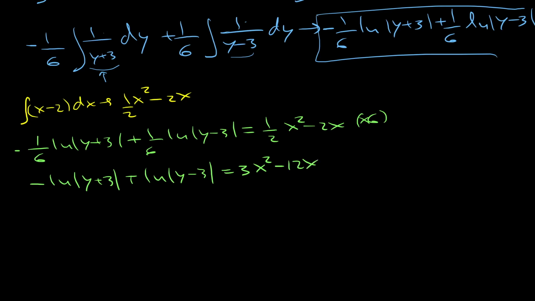You can even further simplify this a bit, because you have ln here. And as you know, because this is subtraction, this element goes to the bottom. So we are left with the following: ln of y minus 3 divided by y plus 3, and this is equal to 3x squared minus 12x.